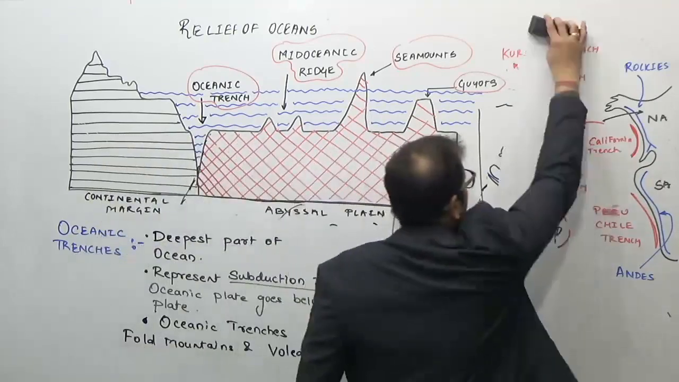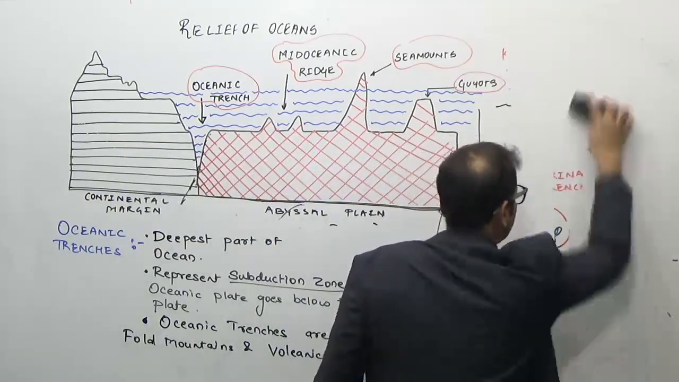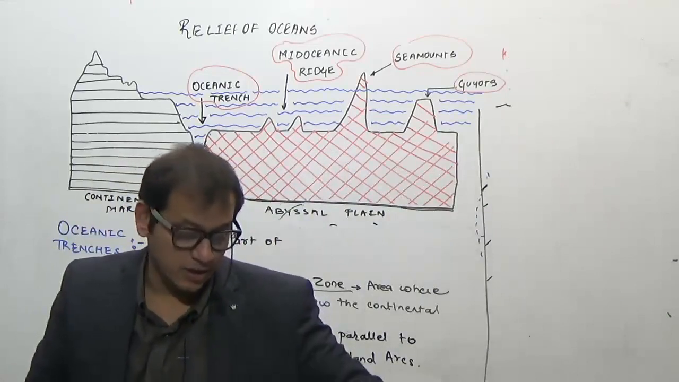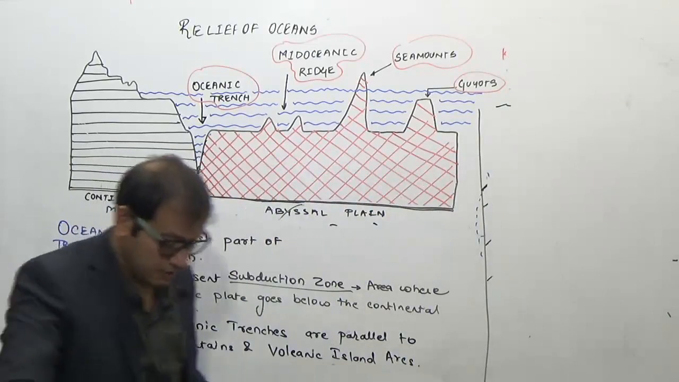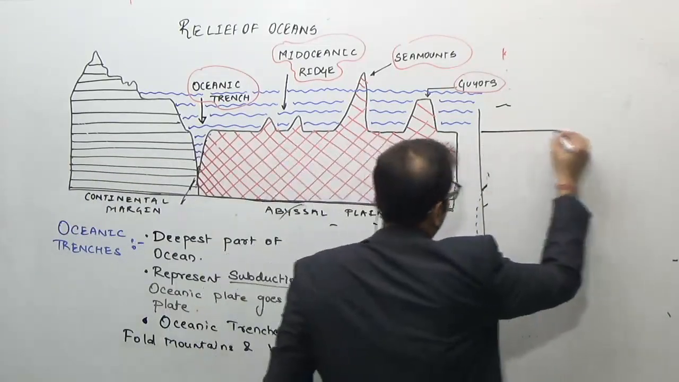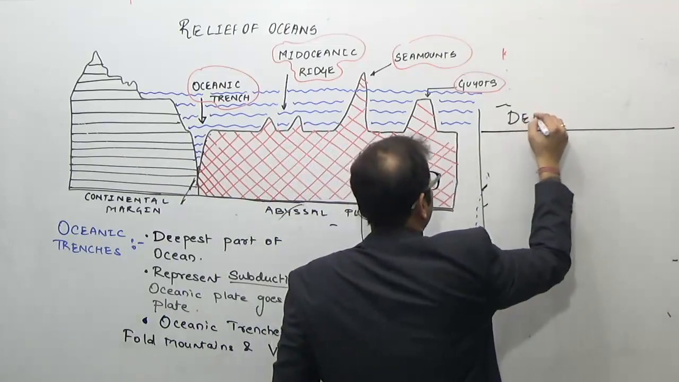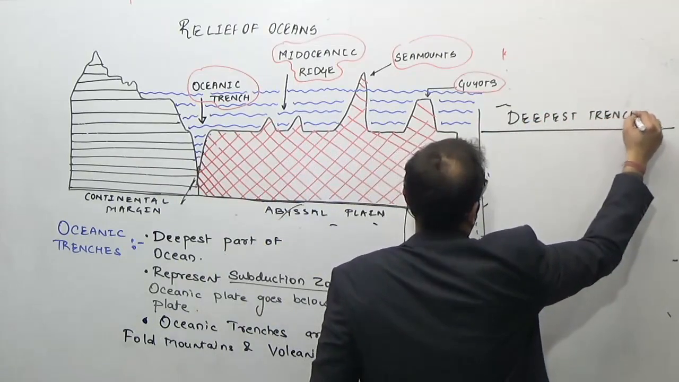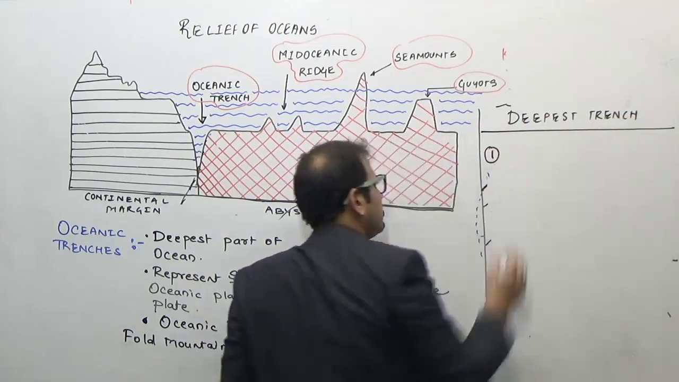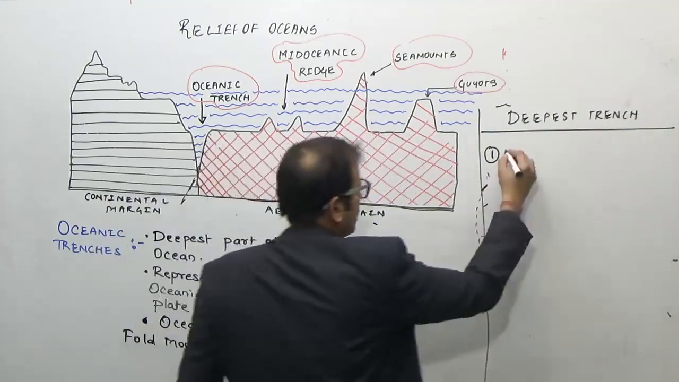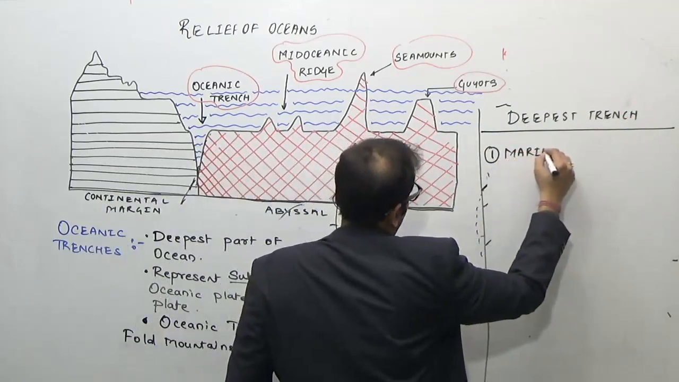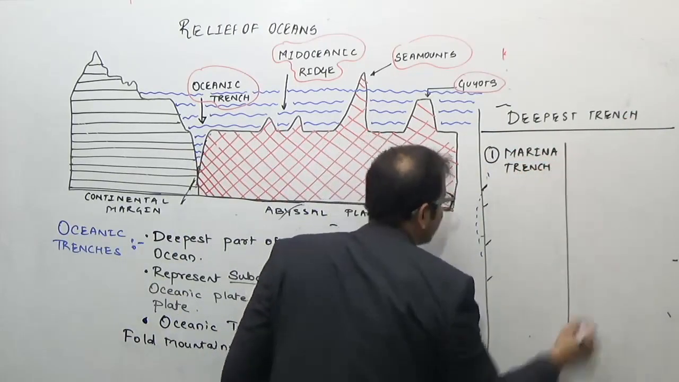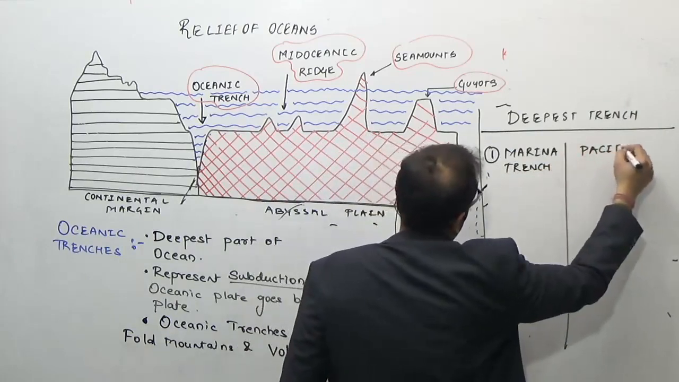Now, we'll look at the top 10 trenches of the world. One of the deepest trenches of the world, or the major deepest trenches of the world, is the Mariana Trench. Which ocean is the Mariana Trench in? It is located in the Pacific Ocean.